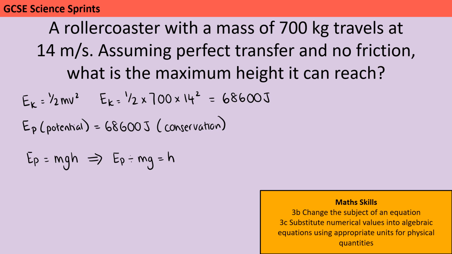Now, if you're doing GCSE Combined Science, you're not actually supposed to know the value for the strength of gravity on Earth. If you're doing GCSE Physics, then you should know that it's 9.8. So for a Combined Science question, they would have told you that in the question. So we know that height is going to be that 68,600 joules that we already worked out, divided by 700 multiplied by 9.8, and that gives you a final height of 10 meters.